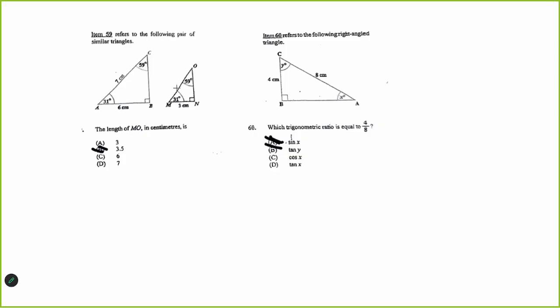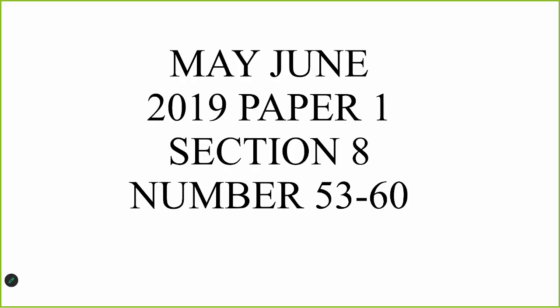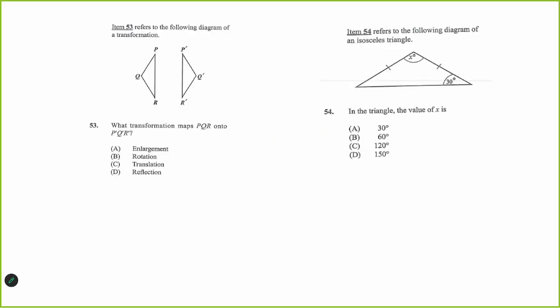This is a repeated question, 3.5 would be the answer. This is a repeated question, sine x is the answer, and that is the end of January 2020. Let's look at May, June 2019. Repeated question, reflection. This one is 30 degrees, so that is 180 minus 60, which is 120.